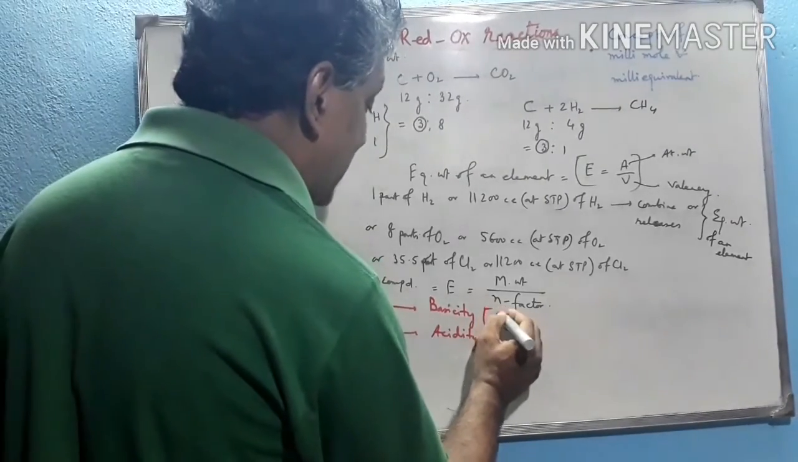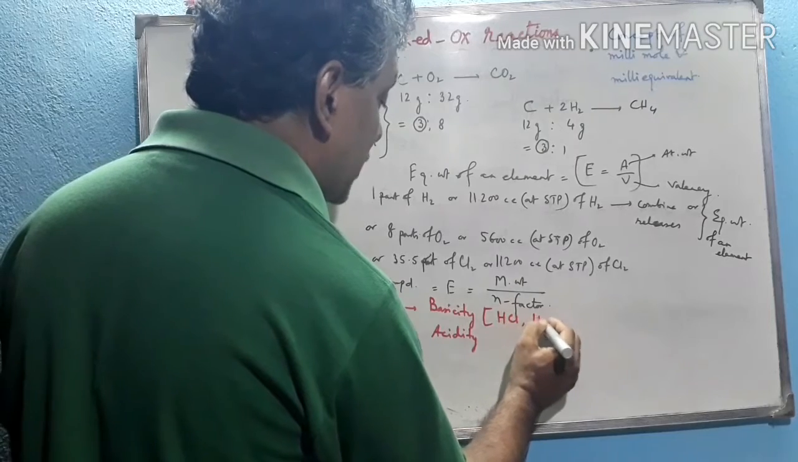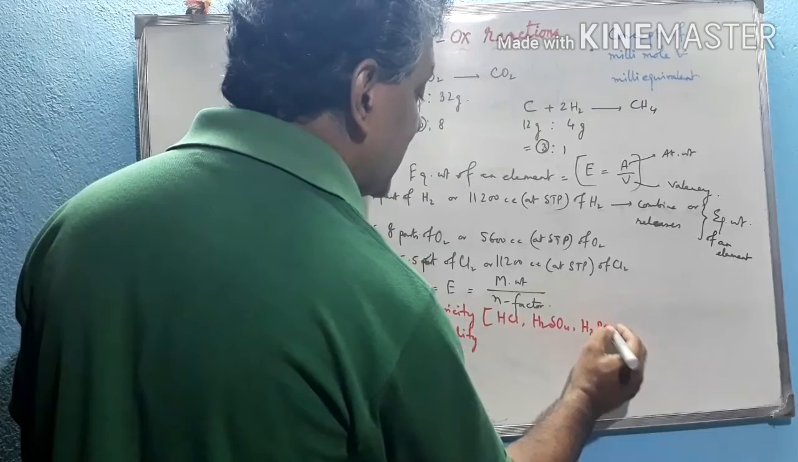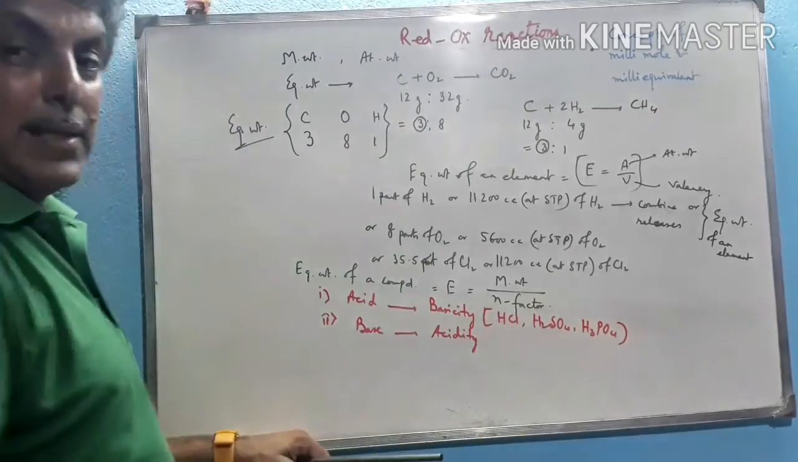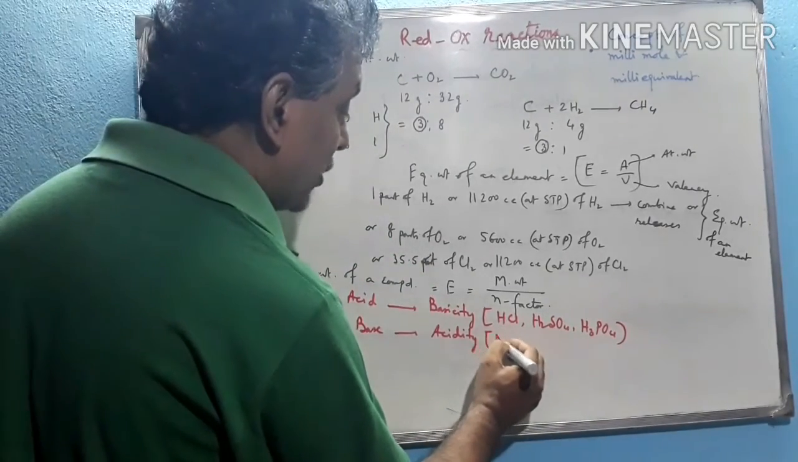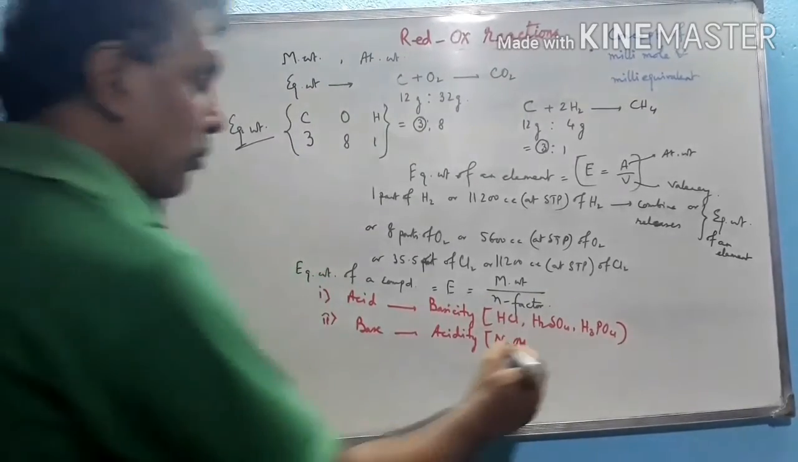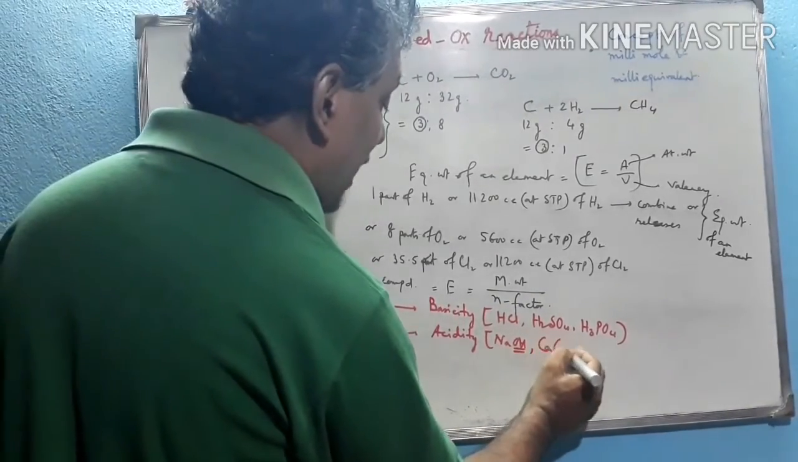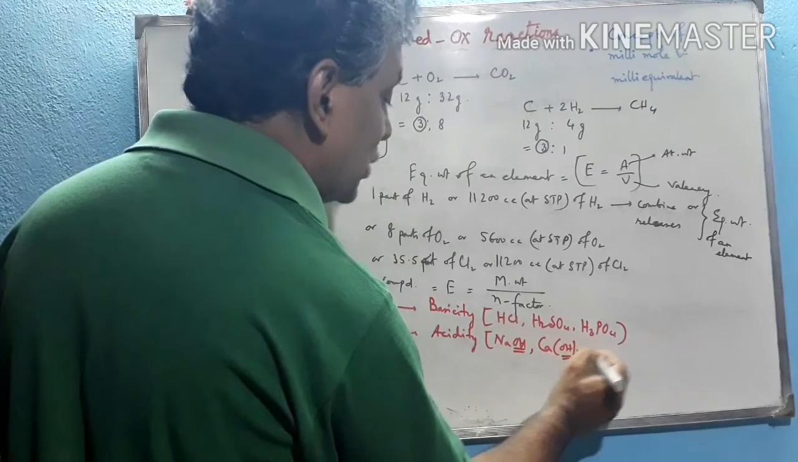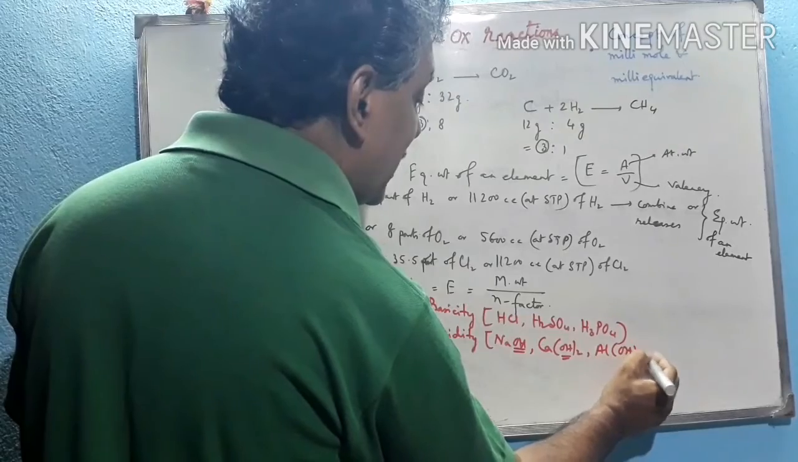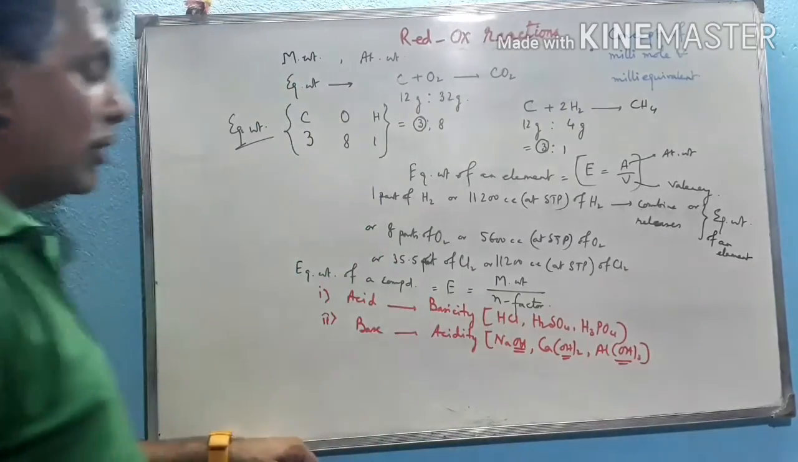Suppose in case of HCl, the basicity is 1. In case of H2SO4, basicity is 2. For H3PO4, the basicity is 3. In case of a base, for sodium hydroxide, the acidity is 1 because it contains only one OH group. In case of calcium hydroxide, the acidity is 2 because it contains 2 hydroxyl groups. In case of aluminum hydroxide, the acidity is 3 because it contains 3 hydroxyl groups.